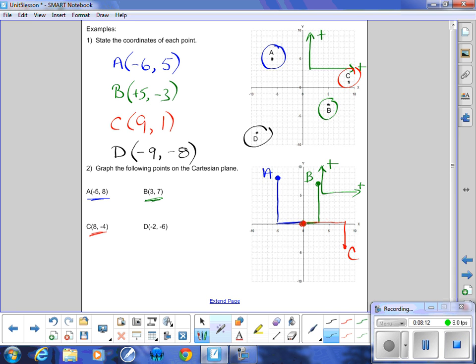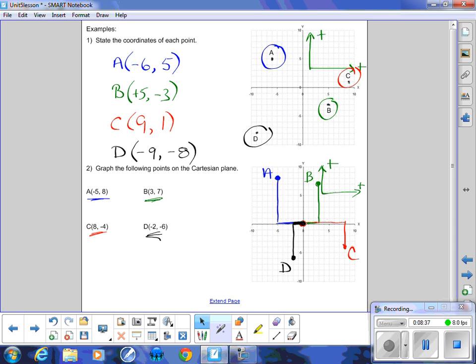And finally, point D, negative 2. So I'm back to the origin. It's where you always start. Move 2 to the negative, so 1, 2. So I have to move left. Highlight that a little bit more. And then the Y value is also negative, so I got to go down 6. 1, 2, 3, 4, 5, 6. And there's my location for coordinate D.